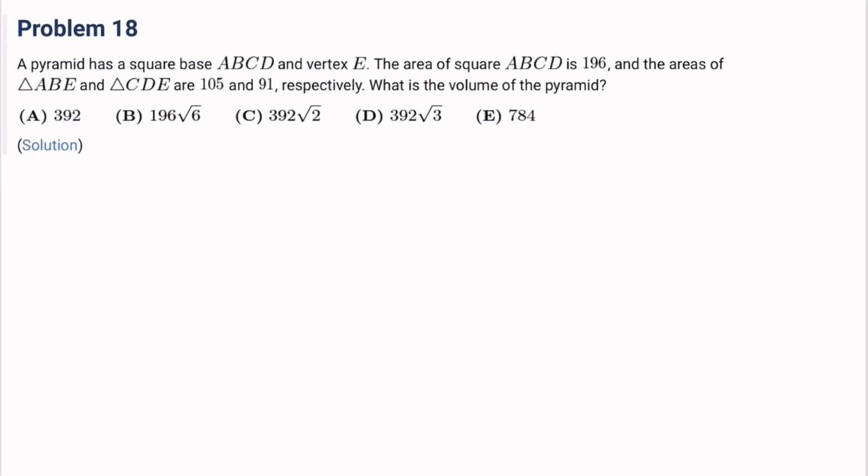Number 18. A pyramid has a square base ABCD and a vertex E. The area of square ABCD is 196, and the areas of ABE and CDE are 105 and 91 respectively. What is the volume of this pyramid?